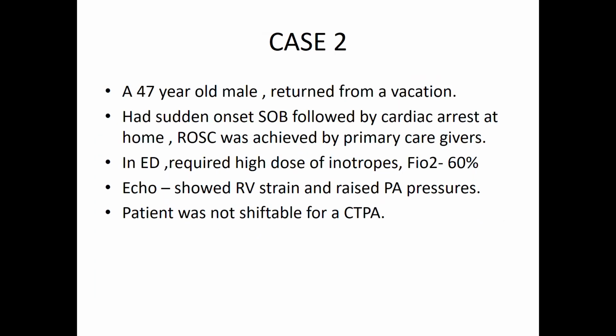Case 2 is a completely different scenario. A 47-year-old male returned from a vacation and had a sudden onset of shortness of breath, had a cardiac arrest followed by return of spontaneous circulation, and echocardiography showing right ventricular strain with a raised pulmonary artery pressure. You can well assume this is a classical setting of pulmonary thromboembolism.